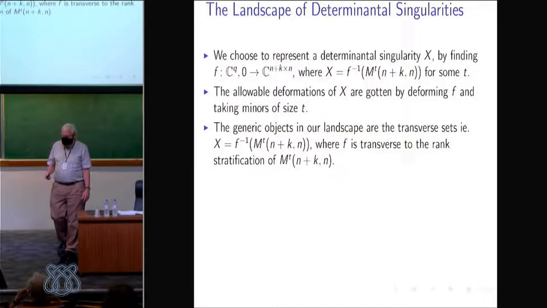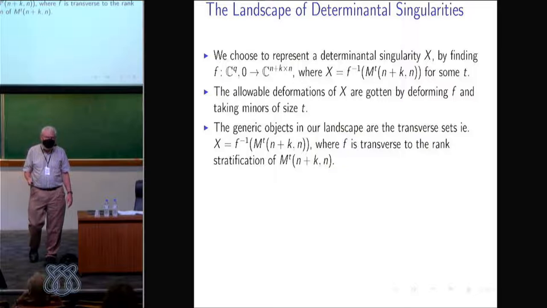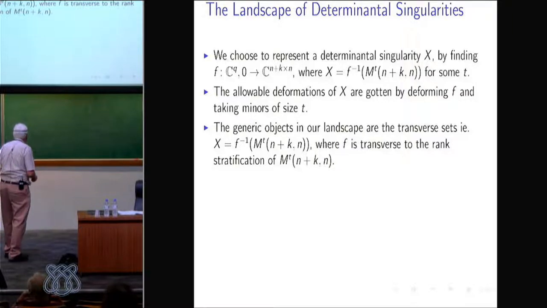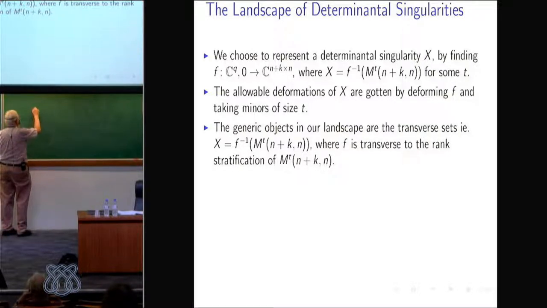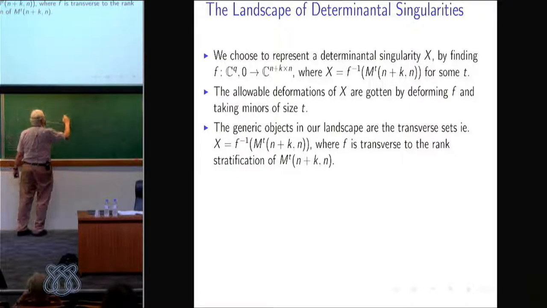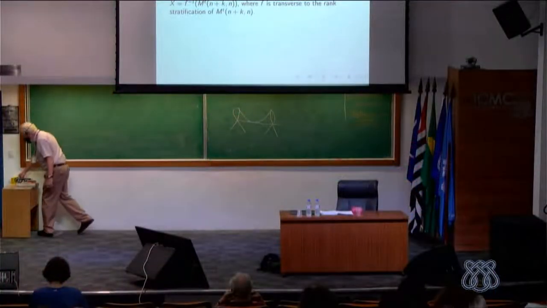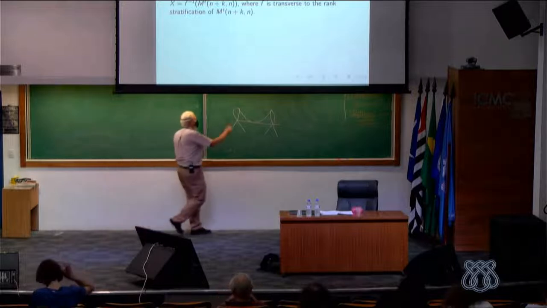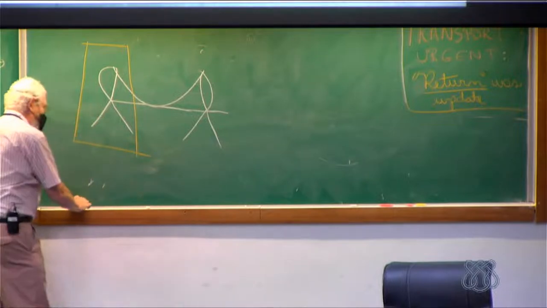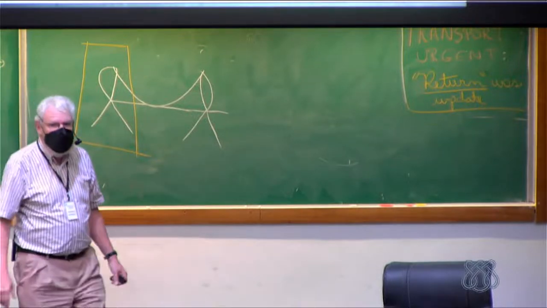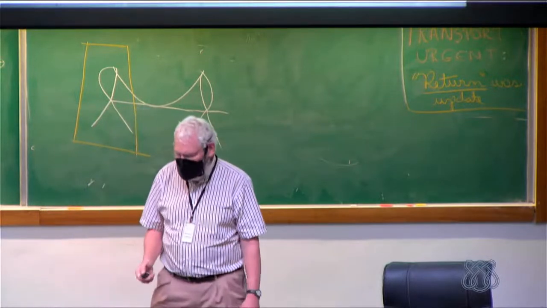The generic objects in our landscape are going to be transverse sets. So a transverse set, keep this picture in mind, I have some stratification like this. And then this would be a transverse set. It is transverse to every stratum in the Whitney stratification of the thing.